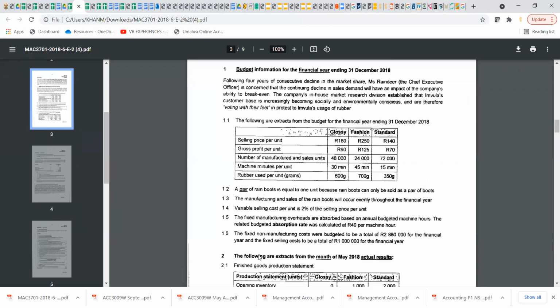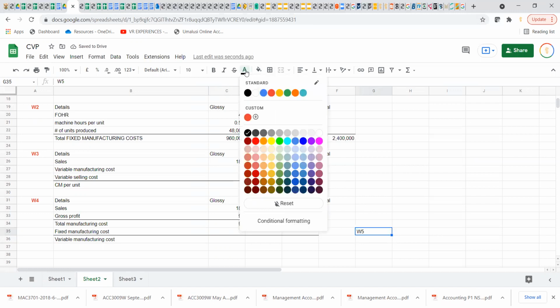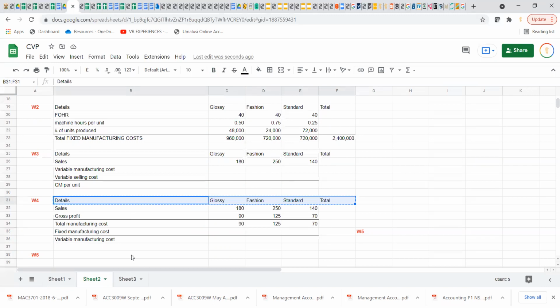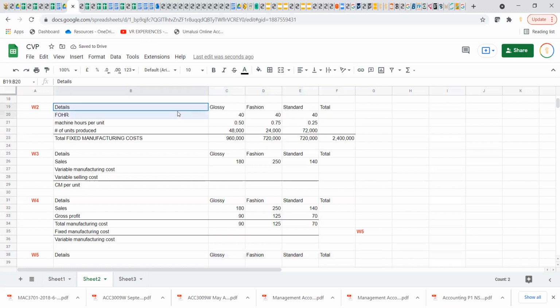So therefore, I'm going to do a separate calculation. In an exam, you don't have to do all these calculations, but I just want to go through the different calculations so you can see my thinking process. So if I do it over here, working 5, we can just take this over here.